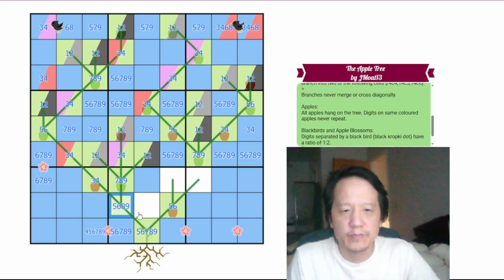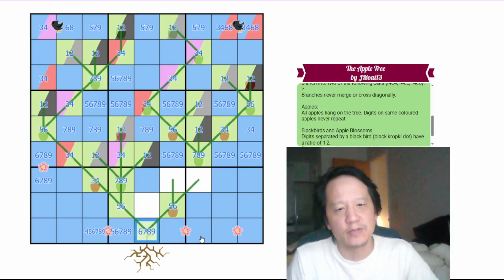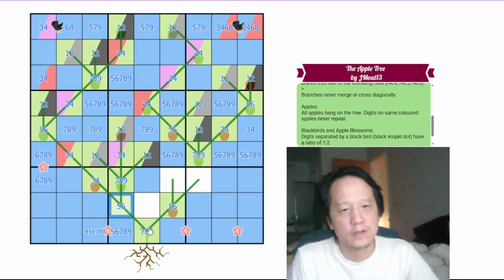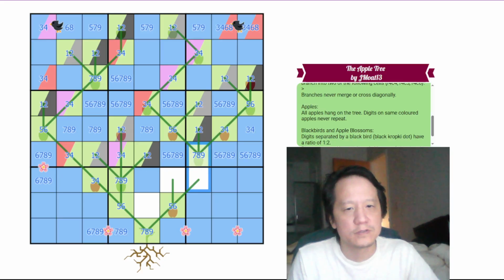So make the assumption this is 5 or 6. That means this cannot be 5 or 6 because of the 5, 6 pair. This can't be 5 or 6. It's 7, 8, or 9. Yeah, and then you have that contradiction, right? This has to be 3 or 4 because it can only go up once.